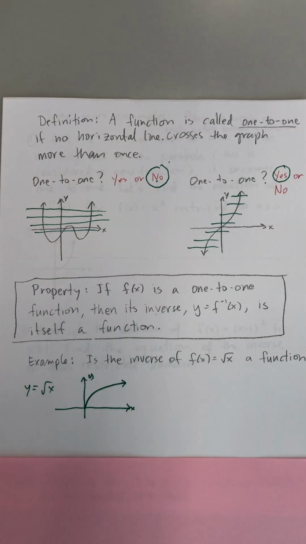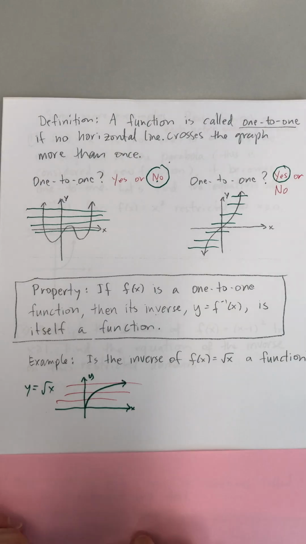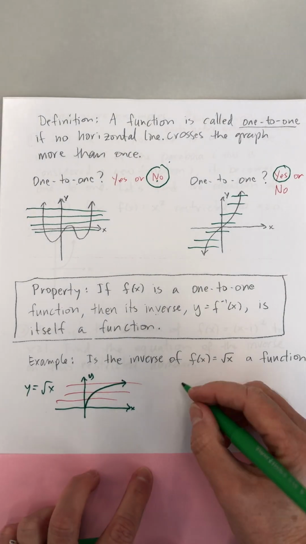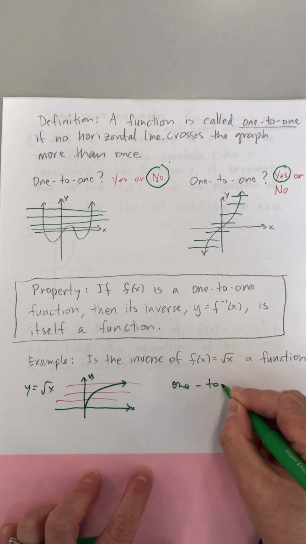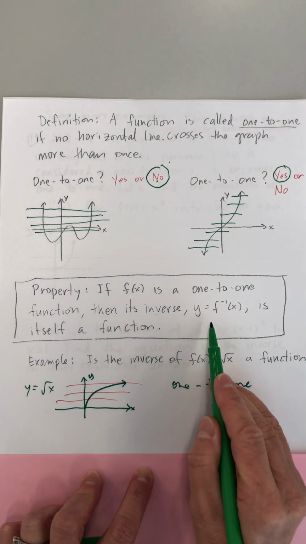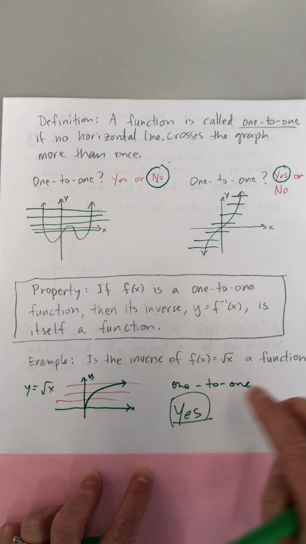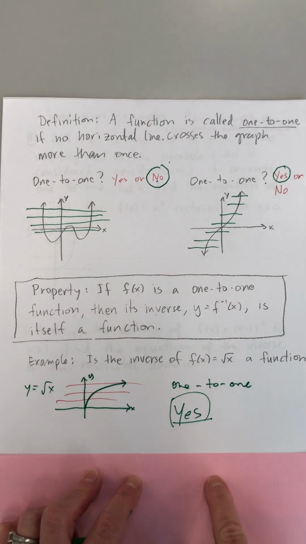And no horizontal line crosses this graph more than once. So this function is one-to-one. And if a function is one-to-one, its inverse is itself a function. So yes, when I graph the inverse of this, I'm going to get a function.